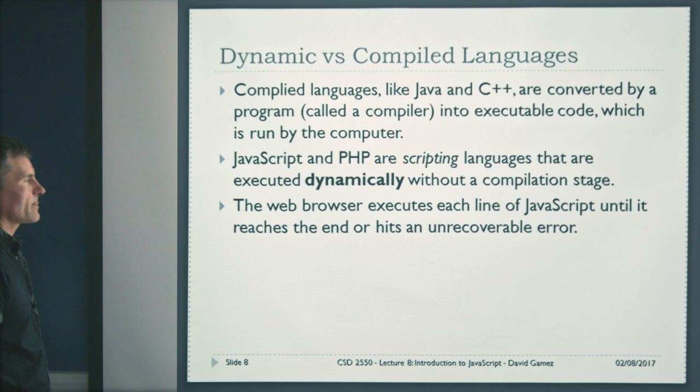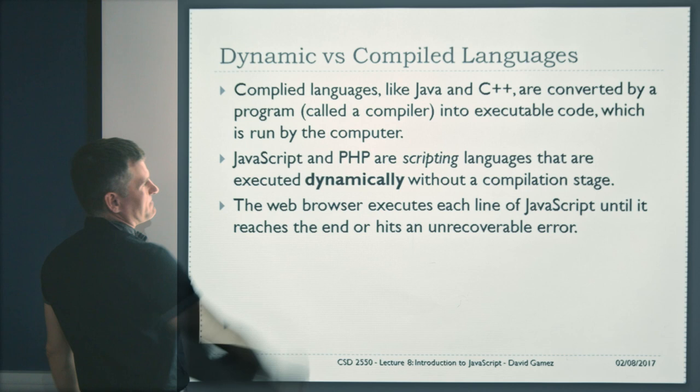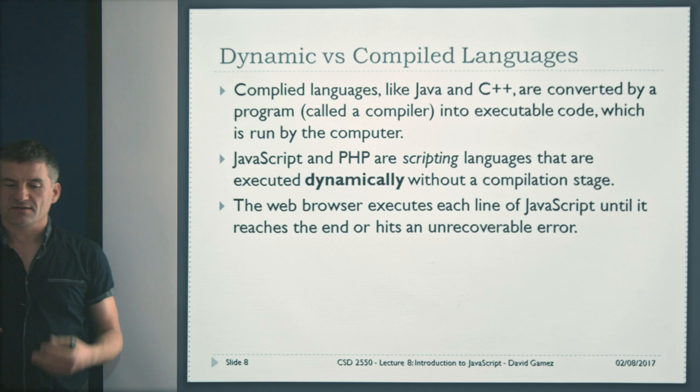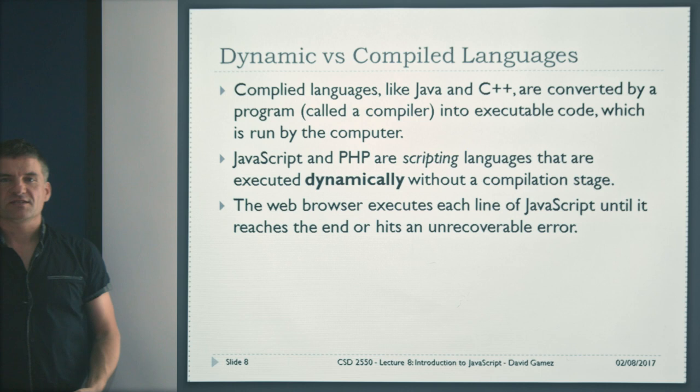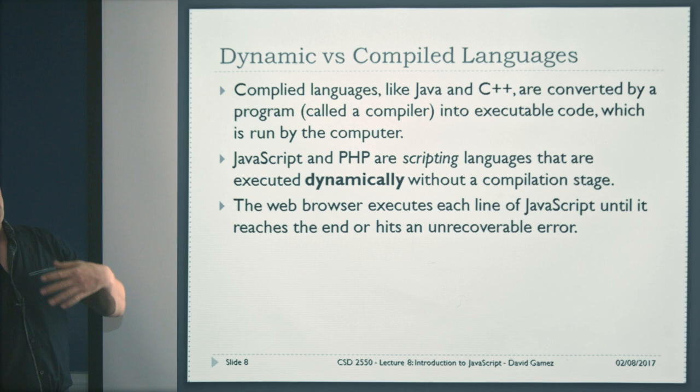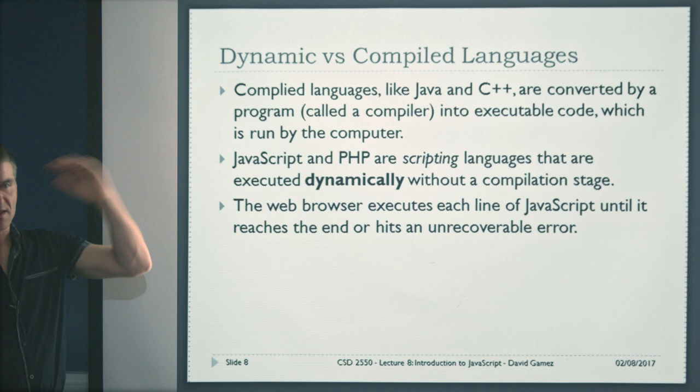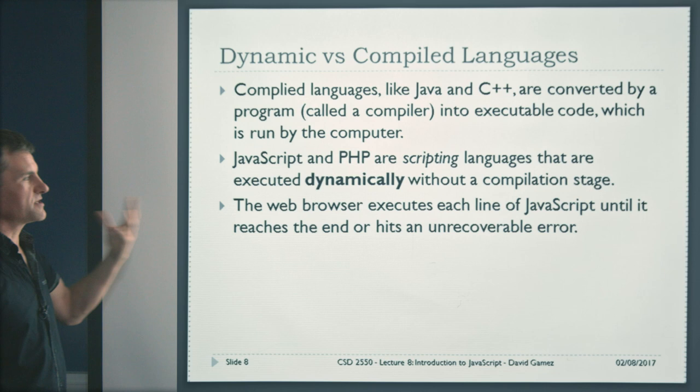On the other hand, you have a lot of scripting languages in computer science, and JavaScript and PHP are examples of that. These are executed dynamically without being compiled. So instead of converting them into a more machine-friendly format, you have an interpreter. That interpreter works its way through the JavaScript and interprets each line of code as it gets there. In the case of JavaScript, the browser typically does a double pass. First, it looks for functions, and then it works through the code, executing each piece of code as it goes. So there's no compilation. It's just a scripting language that's dynamically executed.